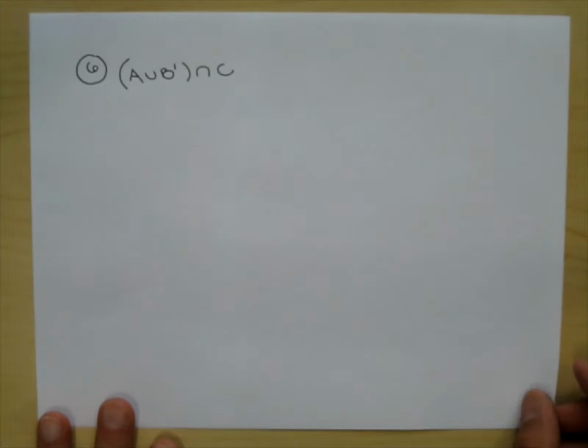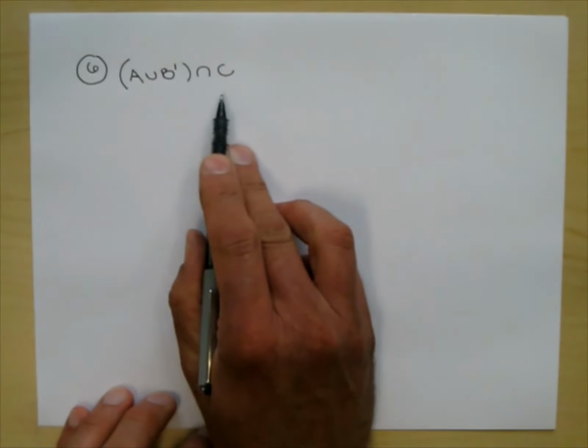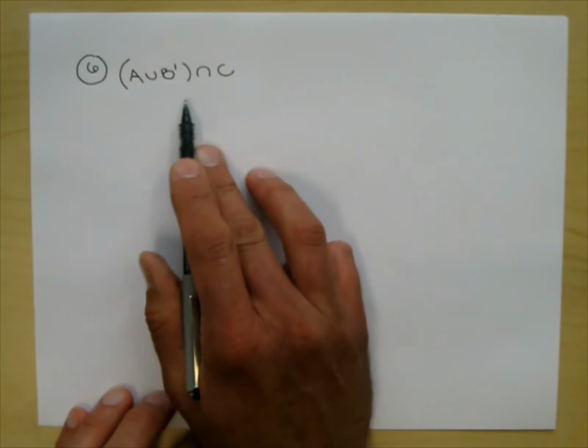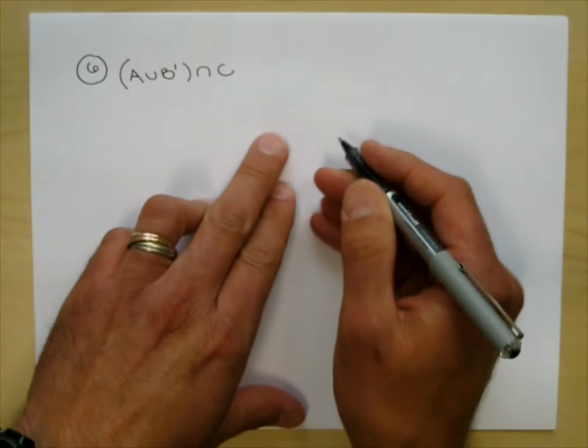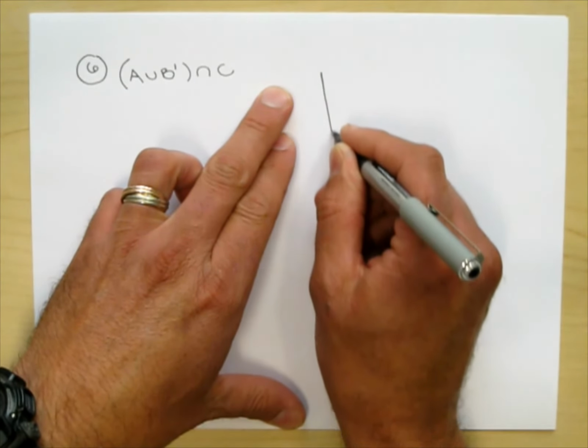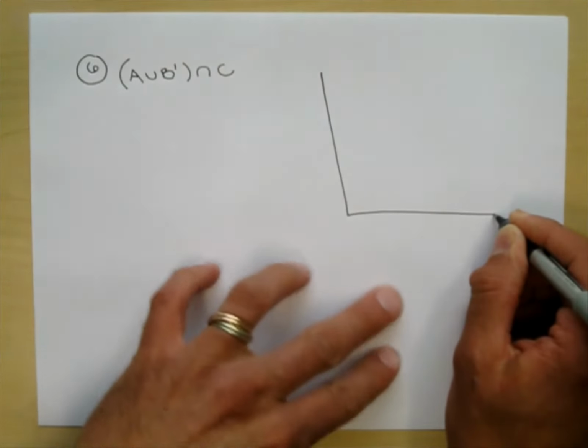Problem number 6. Well, what do you notice different about this problem? There's 3 different letters, so this looks more intimidating. Let's go ahead and do this problem together. I'm going to draw a bigger Venn diagram.